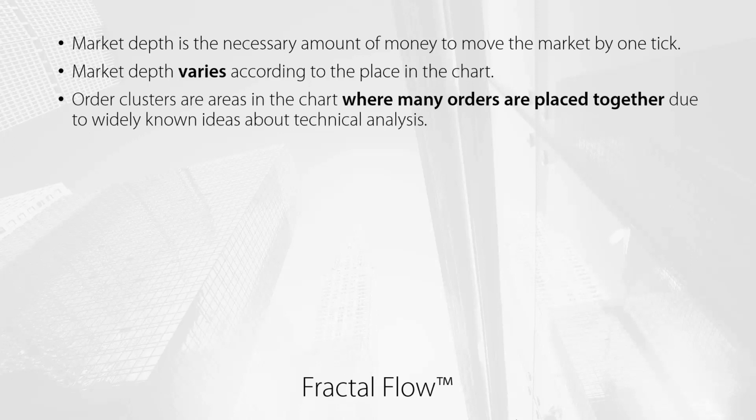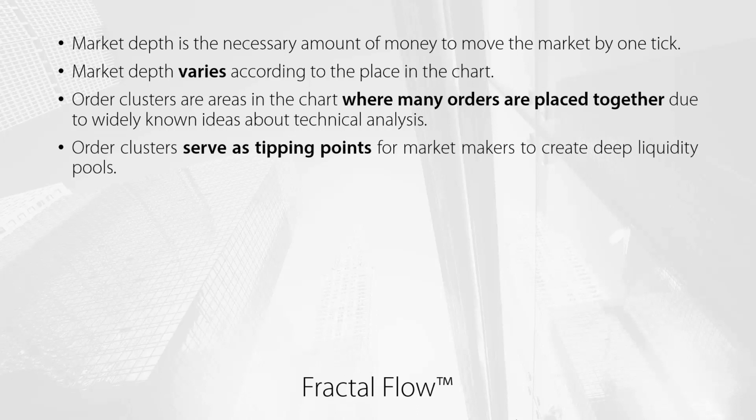Order clusters are areas in the chart where many orders are placed together due to widely known ideas about technical analysis. For example, traders who use obvious highs and lows to trigger trades usually place their stop losses in very obvious areas in the chart, and there is an enormous number of traders who do this. These order clusters serve as tipping points for market makers because it would be extremely wasteful, if not impossible, to actually drive the market by large quantities. This would be quite difficult even for the largest groups of market makers out there.